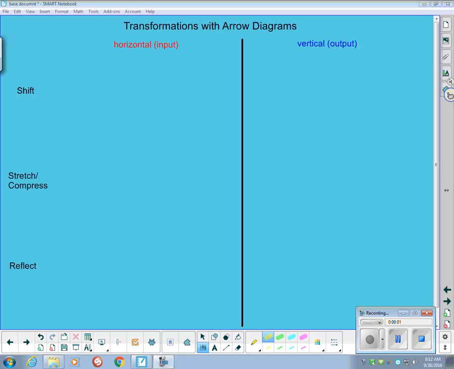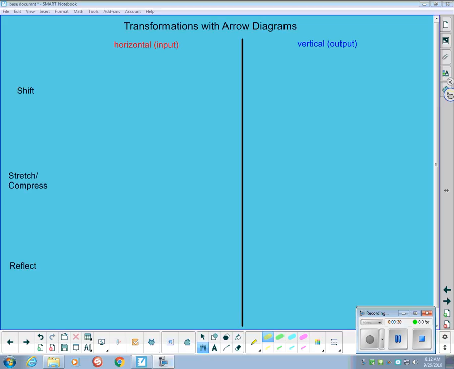All right. In today's video, we are going to look at transformations using arrow diagrams as we continue to explore what arrow diagrams can do for us. The transformations, of course, we're familiar with are shifts, stretches, compressions, and reflections. And we will look at those as they happen in both the horizontal direction and in the vertical direction.